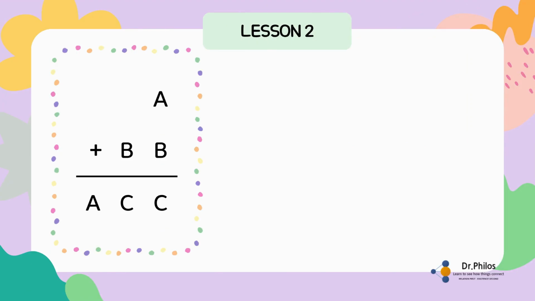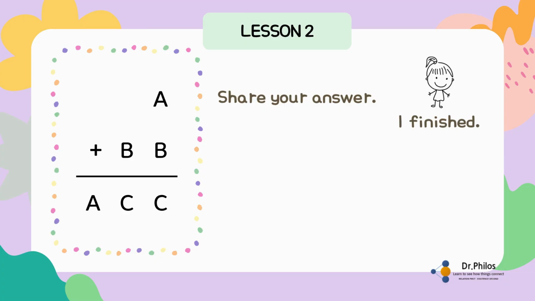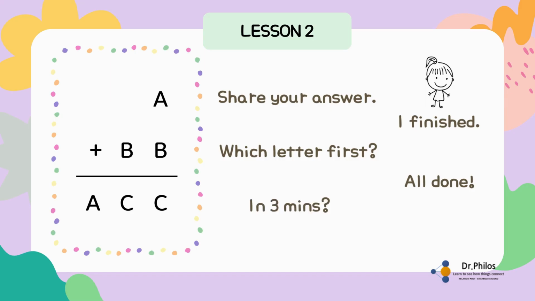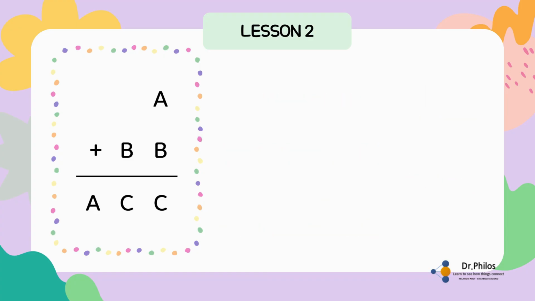Solve the problem and share your answer. I finished. Which letter did you figure out first? I solved it all. It only took about 3 minutes. A. A is 1. A is in both the hundreds place and the ones place. Which A did you figure out? The A in the ones place.